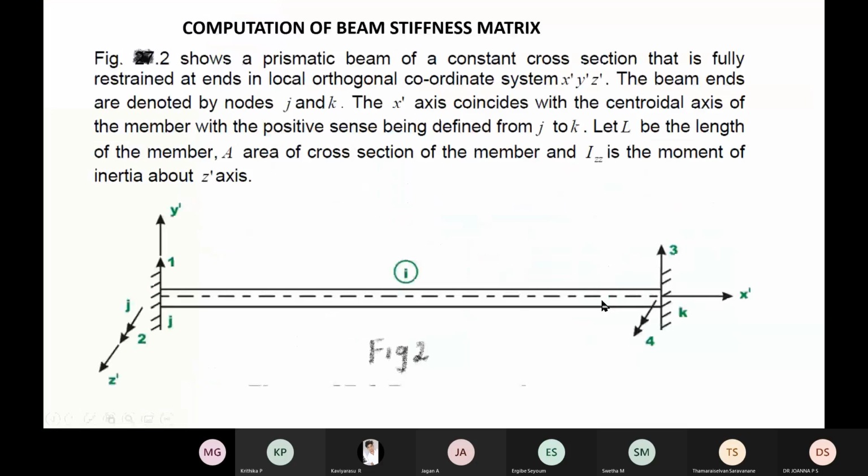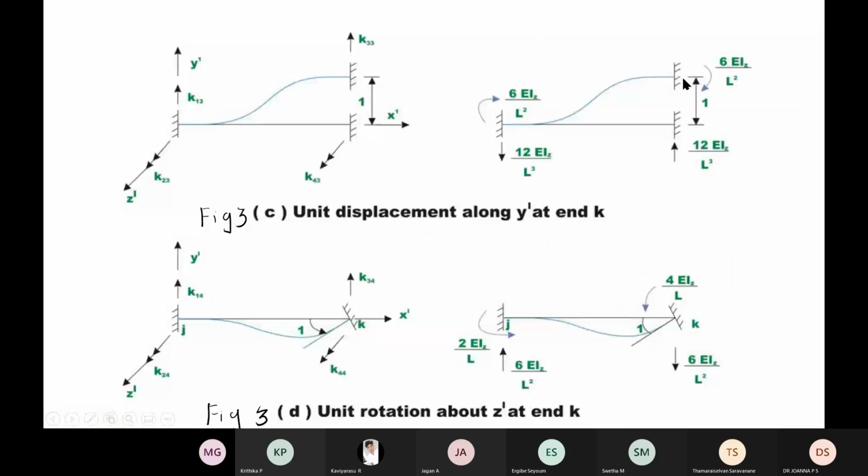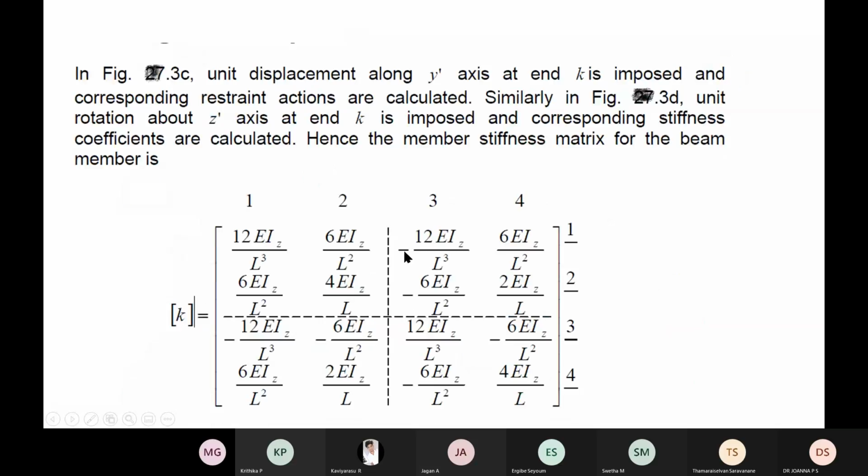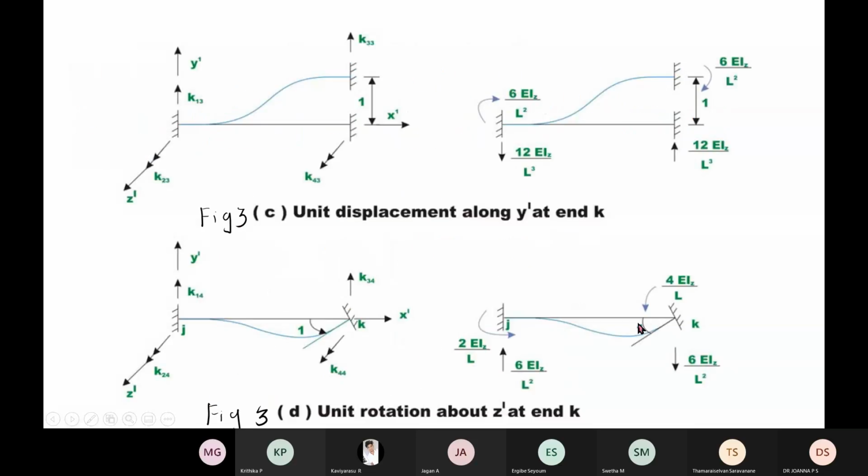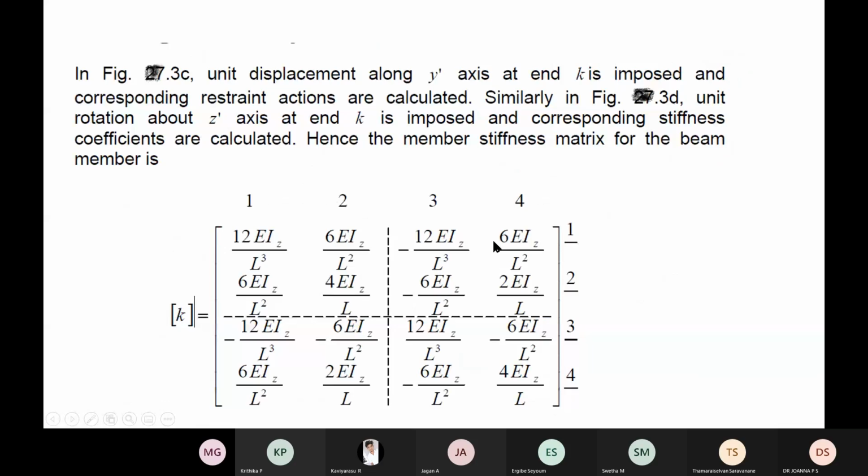So we have stopped here. Suppose I give a unit displacement at the right end B, then what is the stiffness matrix? The stiffness coefficients are the third column. And the fourth column is, if I give a unit rotation at end B, what will happen? That is at the end K. Here it is noted as J and K. If I give a unit rotation at the end K, what are the stiffness coefficients? This is the fourth column.